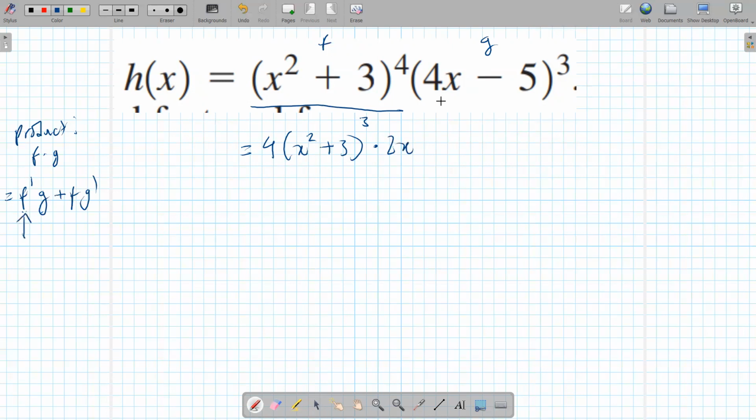Okay. And then you multiply this by g as it is. So you don't need to do anything. Plus f as it is, the first guy as it is, times g prime. What's g prime? If this entire thing is g, what's g prime?